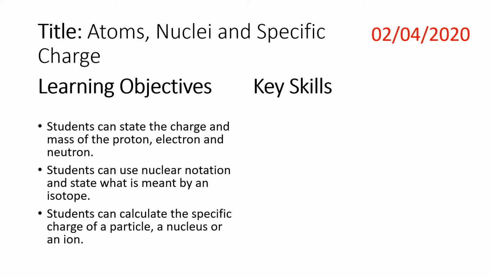Hello, today we're going to be looking at atoms, nuclei and specific charge. This is the first topic from the particle physics module. We'll be covering the charge and mass of the proton, electron and neutron. We'll discuss the use of nuclear notation and what is meant by an isotope. And finally, we'll be calculating the specific charge of a particle, primarily nuclei or ions.